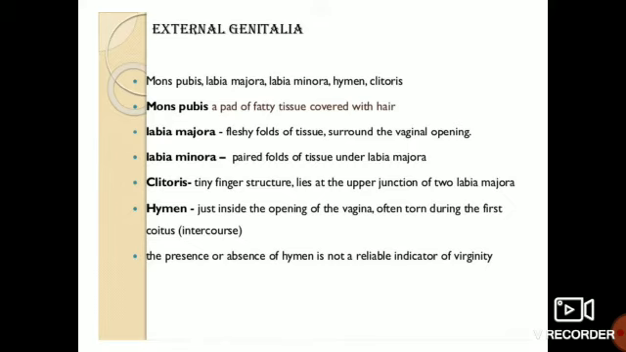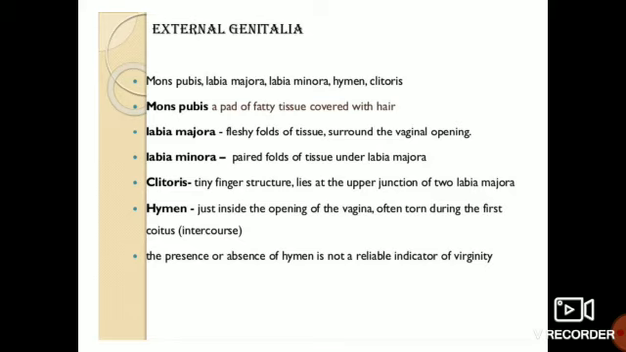Hymen: just inside the opening of the vagina, often torn during the first coitus, that is intercourse. It is a membrane-like structure present at the opening of the vagina, which ruptures during the first intercourse. The presence or absence of the hymen is not a reliable indicator of virginity.